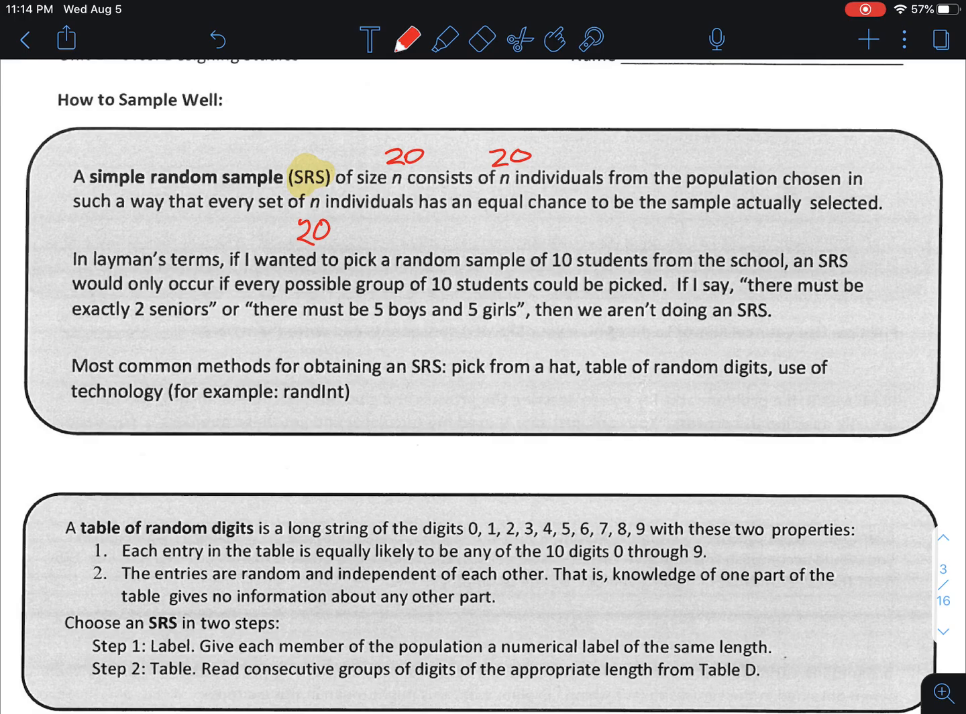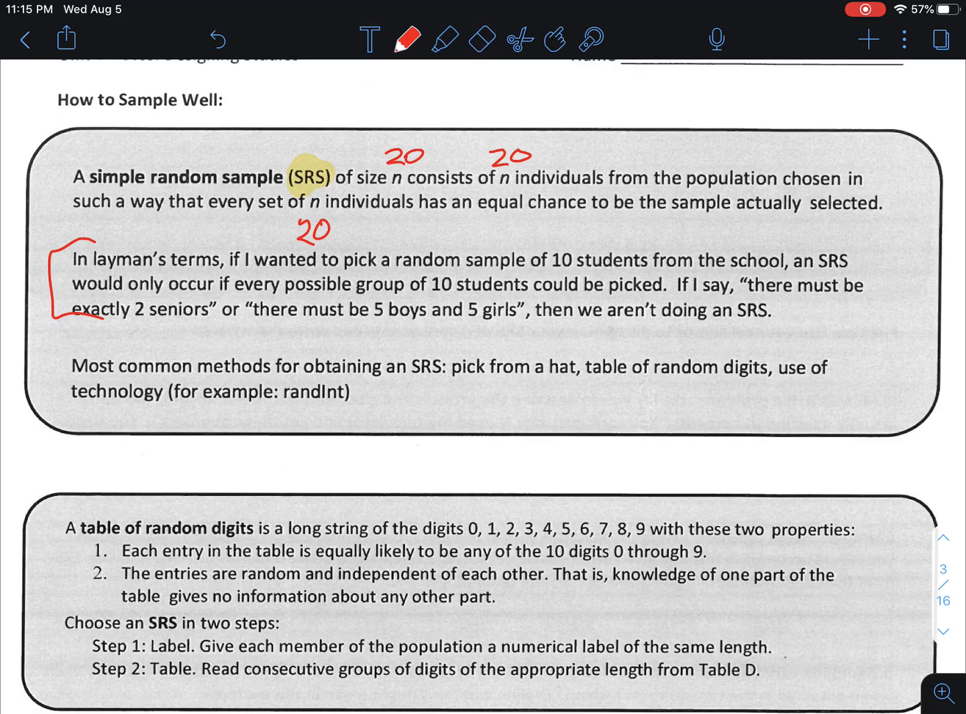So an SRS is a method by which, if you're taking a sample from a population, and let's say for this case, I decide I want to take 20 in my sample, every possible grouping of 20 people could be possible, okay? In layman's terms, or more straightforward, if I wanted to pick a random sample of 10 kids from our school, just 10, an SRS would only occur if every possible group of 10 could be picked. So every possible group of 10, here's what that could be, okay? Every group of 10 of you listening right now could be the 10.